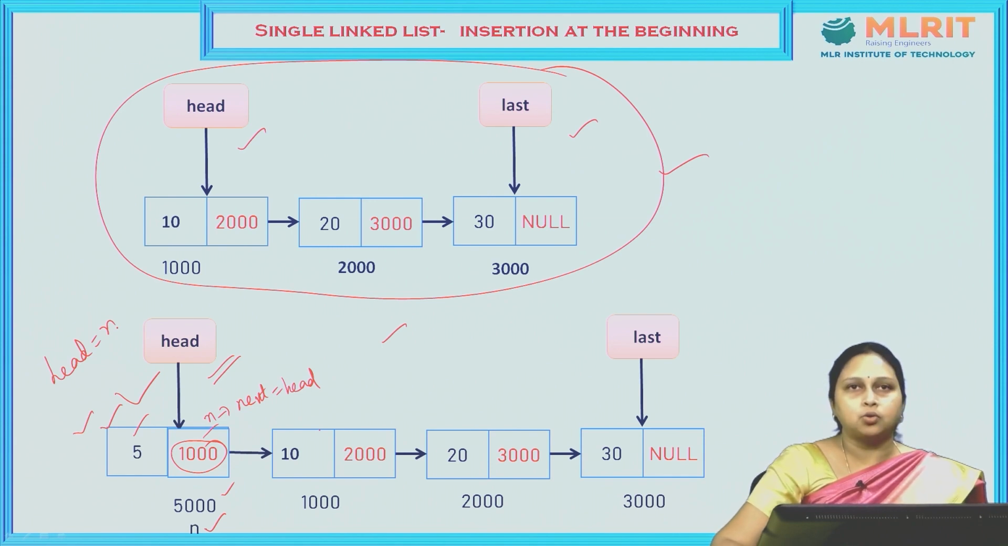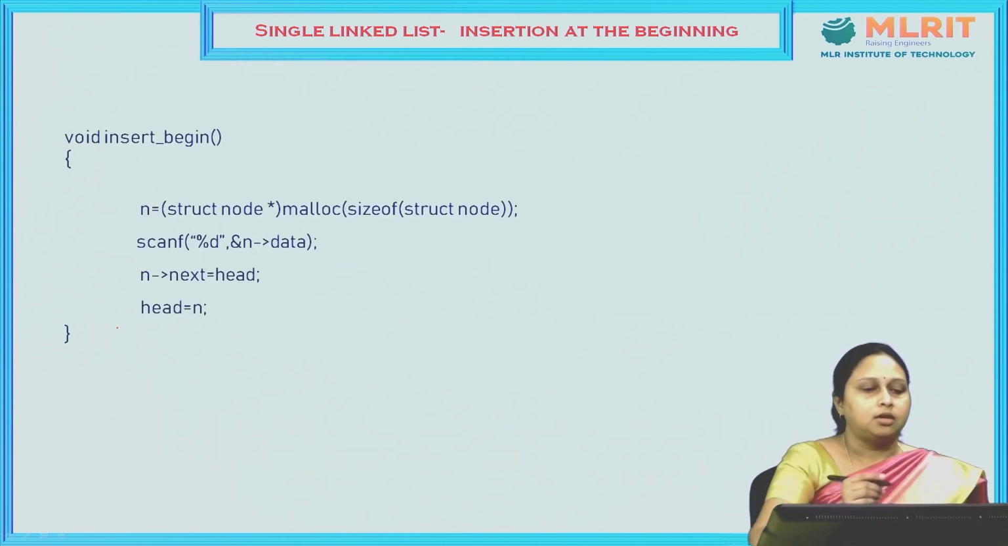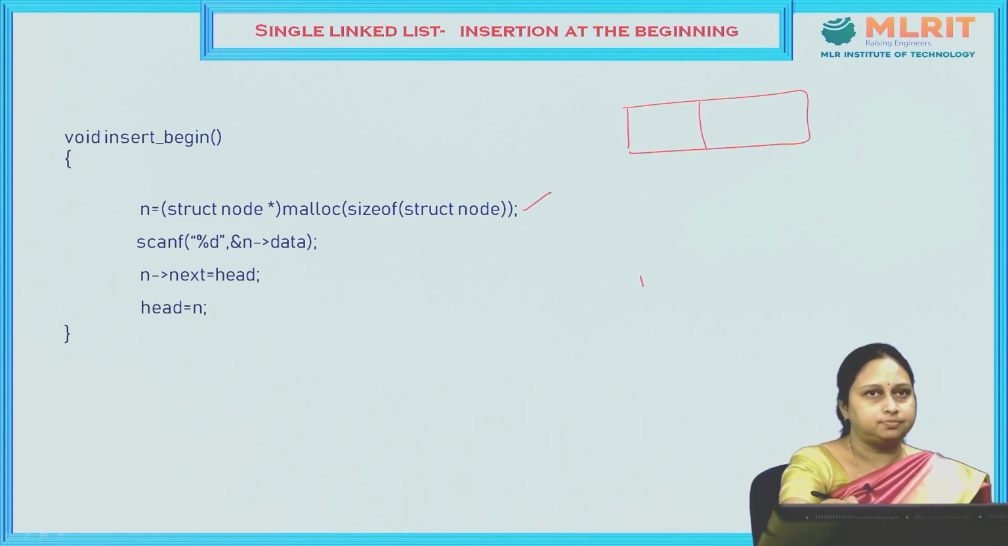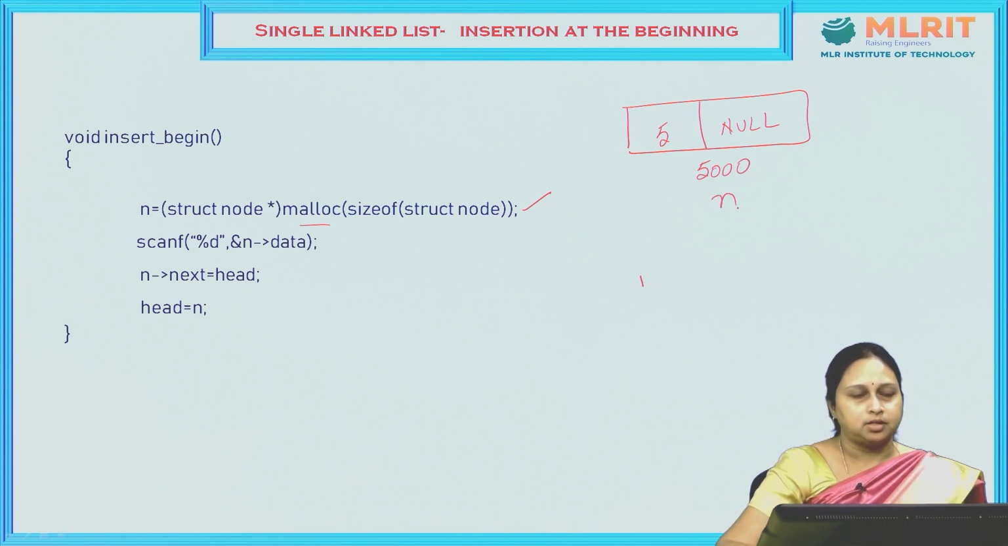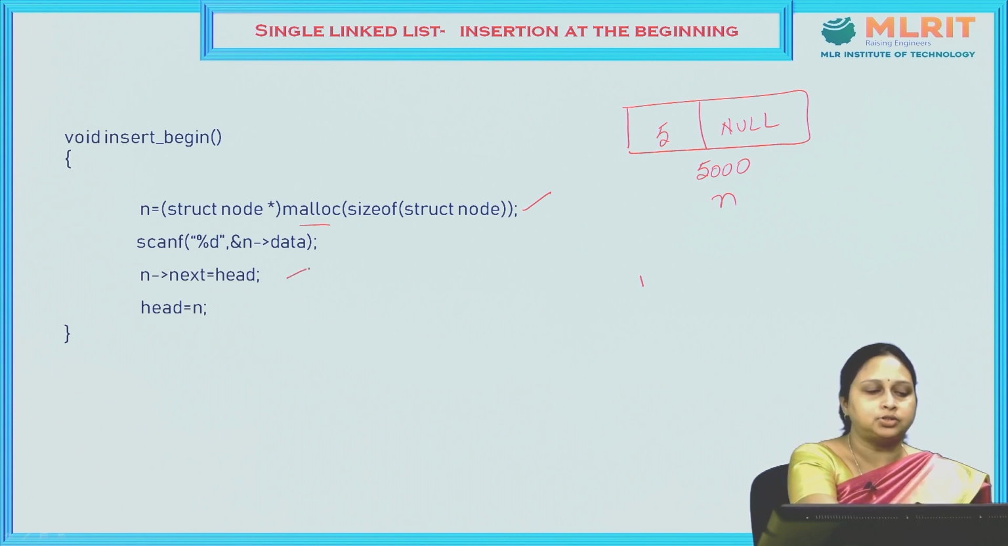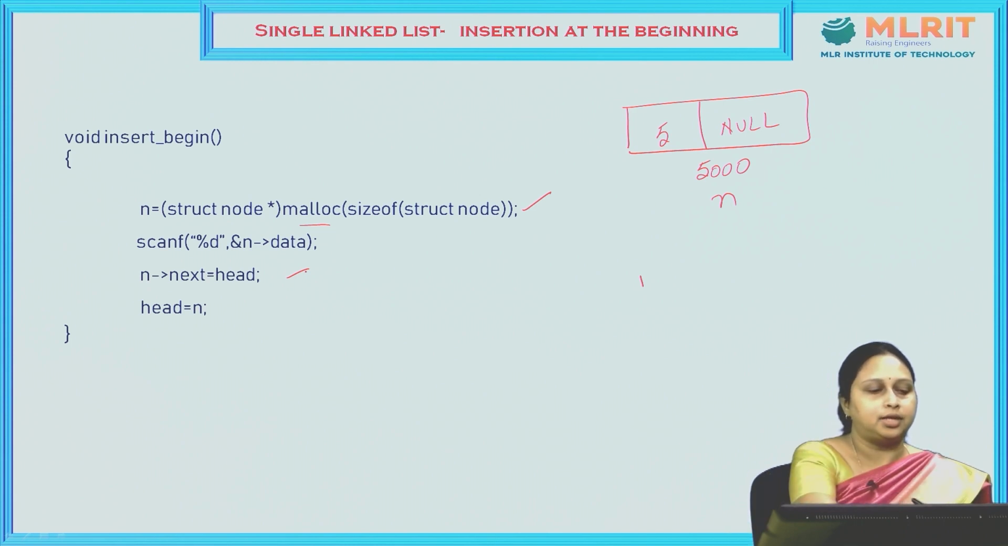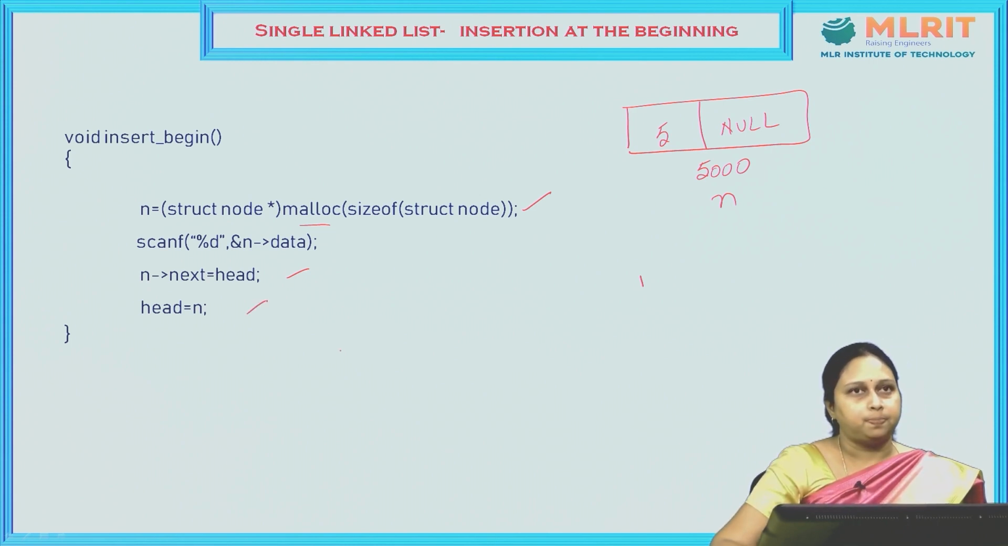Let us look into the code, how we are going to write the code here, where we are going to allocate the memory by using malloc, and in the data part we are going to read the data value. In the next part we are going to initialize it to null, and the name of this node is n and assigning the address as 5000. Now, we have seen how we have initialized, that is n-arrow next equal to head and head equal to n. We are assigning head equal to n. In this way, we are going to insert the node at the beginning of the list.